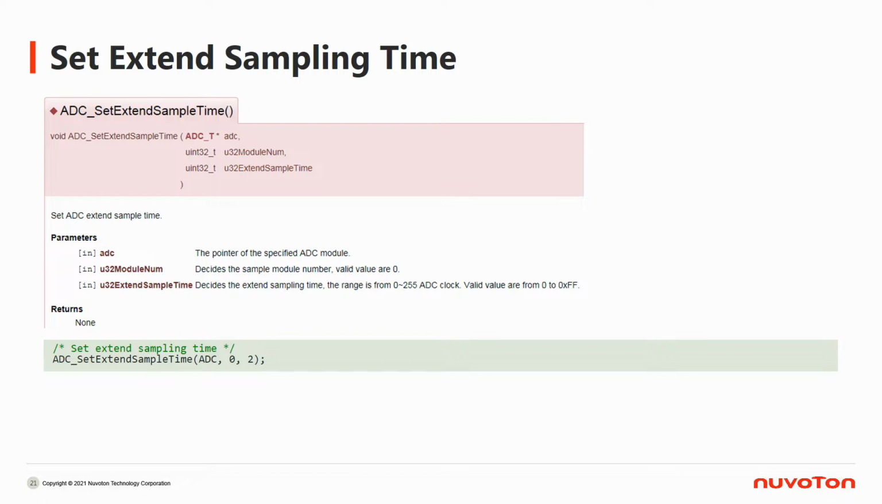The module number means which ADC to be set. For example, 0 means to set ADC 0. In the example, it will set extend sample time of ADC 0 to 2 ADC clock time.